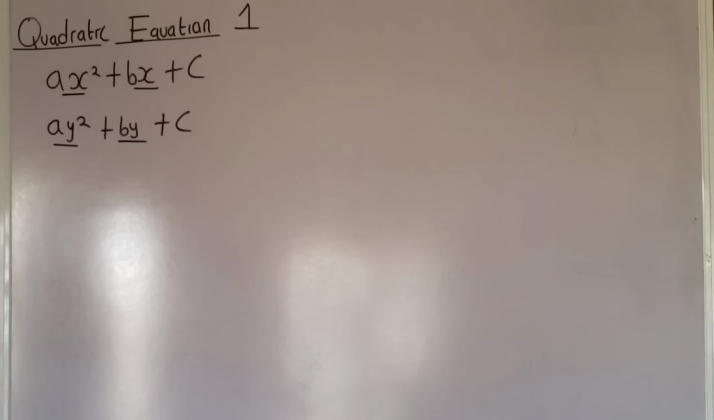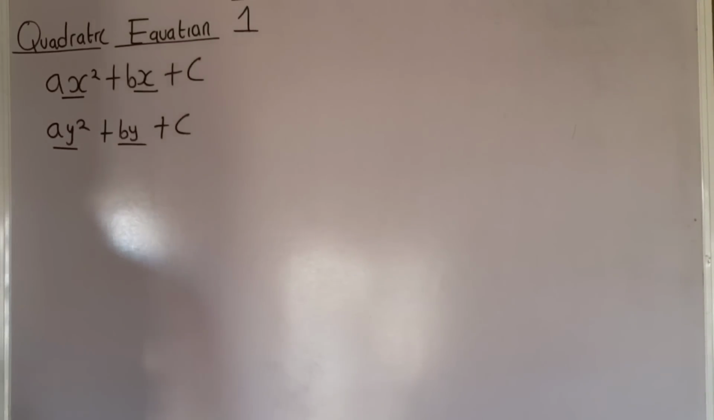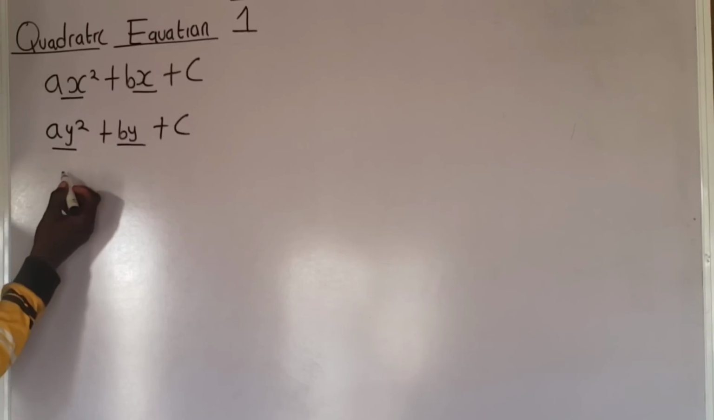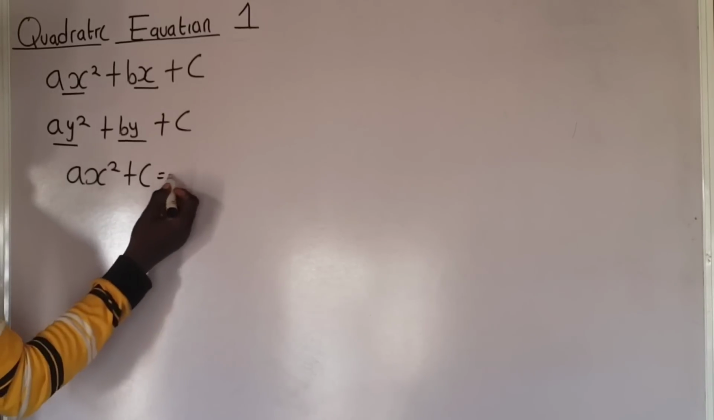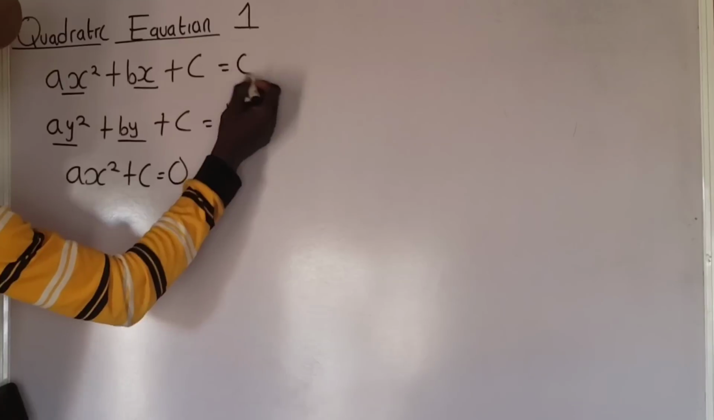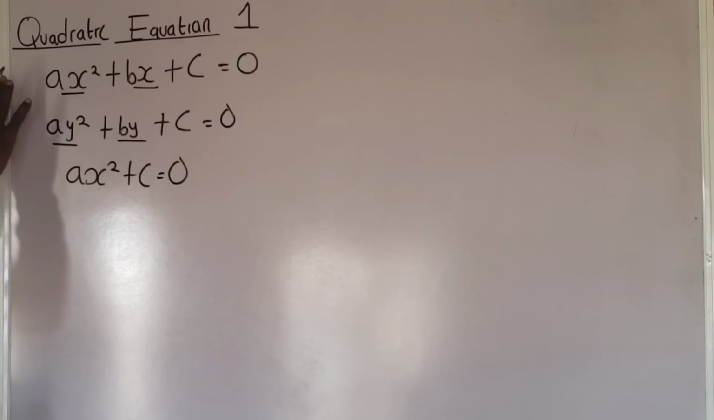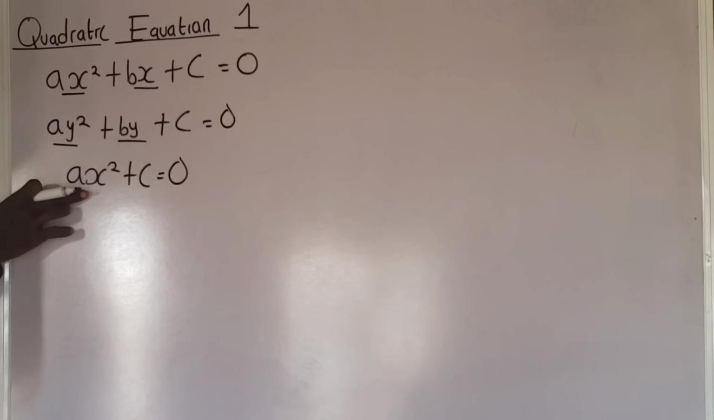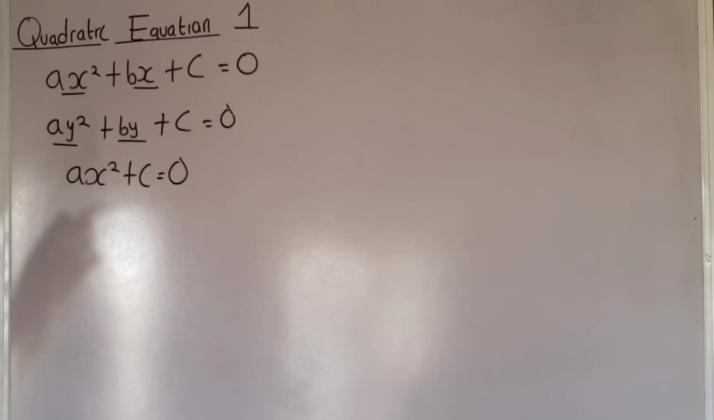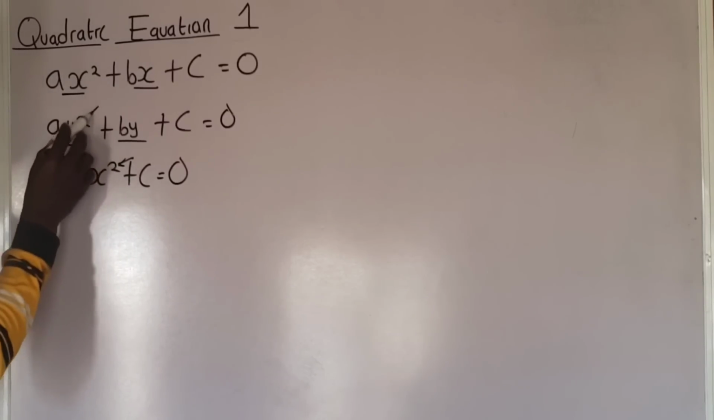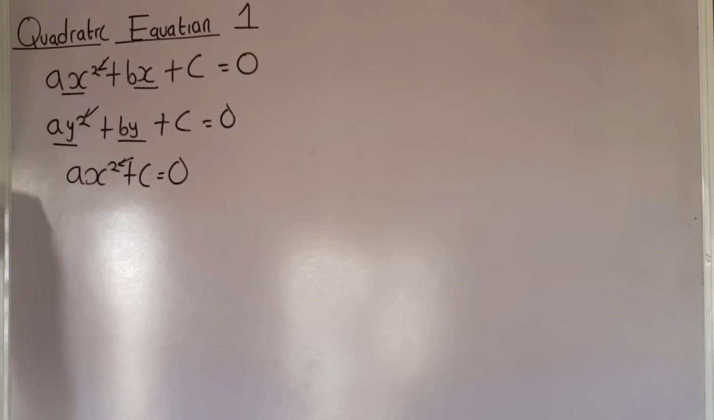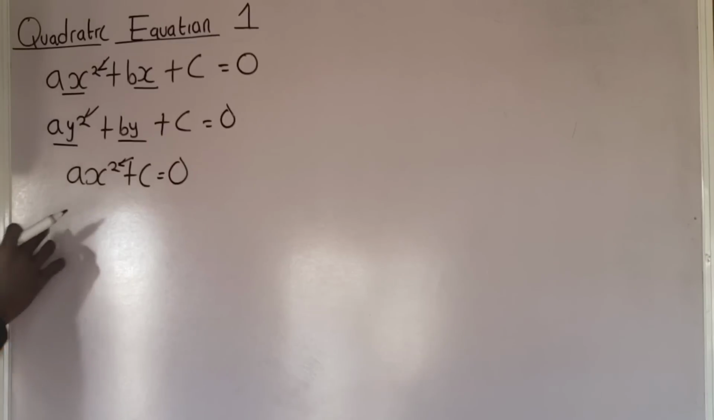Now let us look at another example. Let's say we have ax squared plus c equals 0. This is how all quadratic equations will look. This also is a quadratic equation, because the highest power of the unknown is 2. You can see that this is the power, and this is also the power. So this is also a quadratic equation.